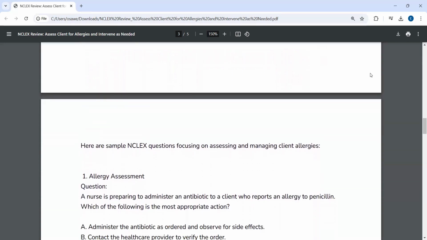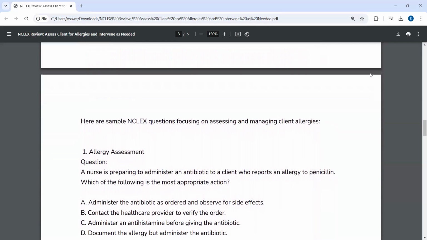So now let's do some sample questions, guys. We have a nurse preparing to administer an antibiotic to a client reporting an allergy to penicillin. Which of the following is the most appropriate action? The client told us they have an allergy to penicillin. What should we do? Definitely, I know I'm not going to give the medication.